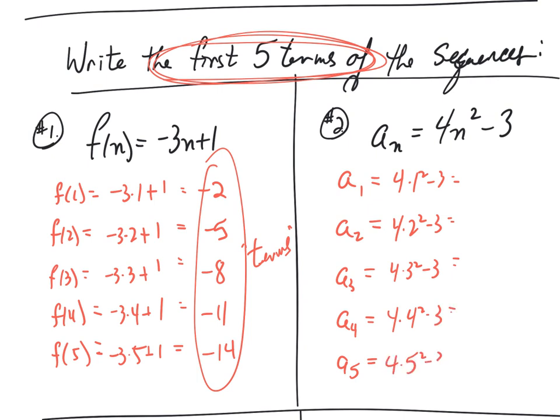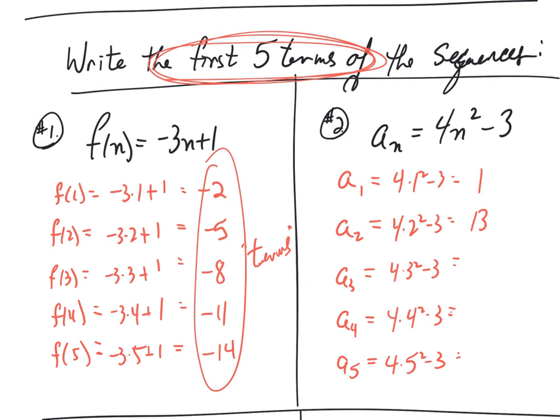Okay? Maybe some of the problems in your book will ask you for the first 4 terms. Well, you only have to go up through 4. If they ask you for the first 6 terms, you have to go up through 6, whatever it might happen to be. And again, doing the arithmetic, 1 squared is 1, times 4 is 4, minus 3 is 1. 2 squared is 4, 4 times 4 is 16, minus 3 is 13.